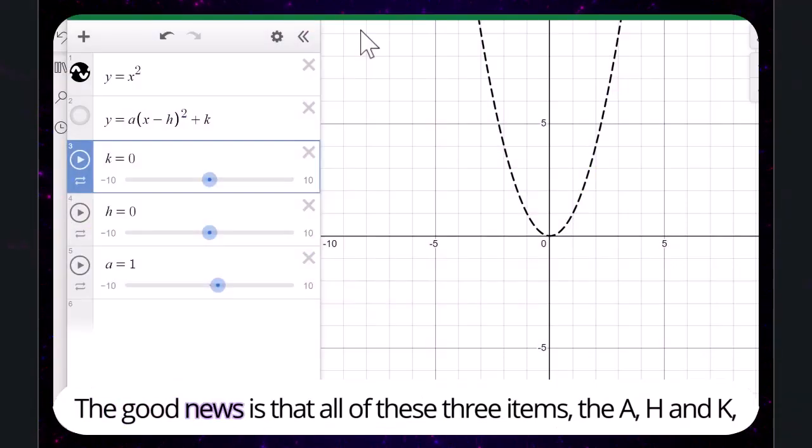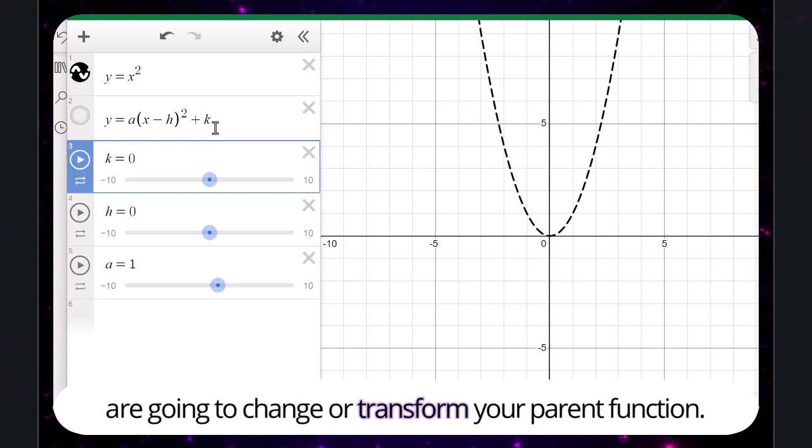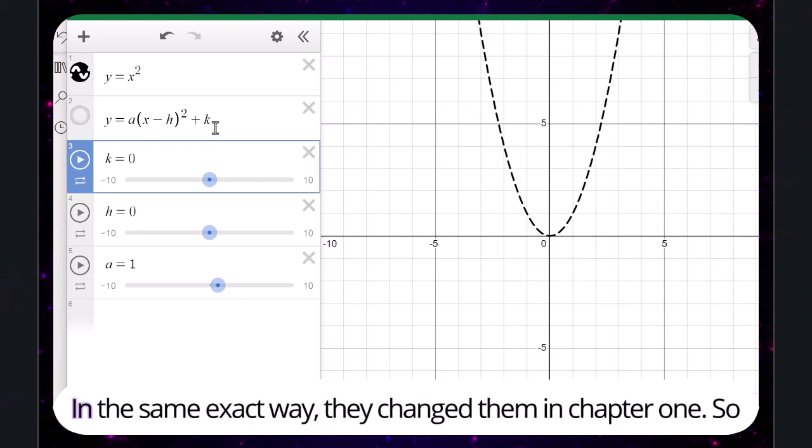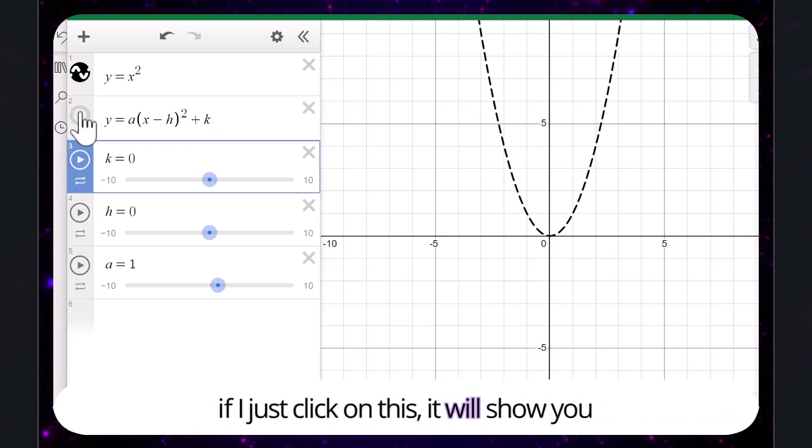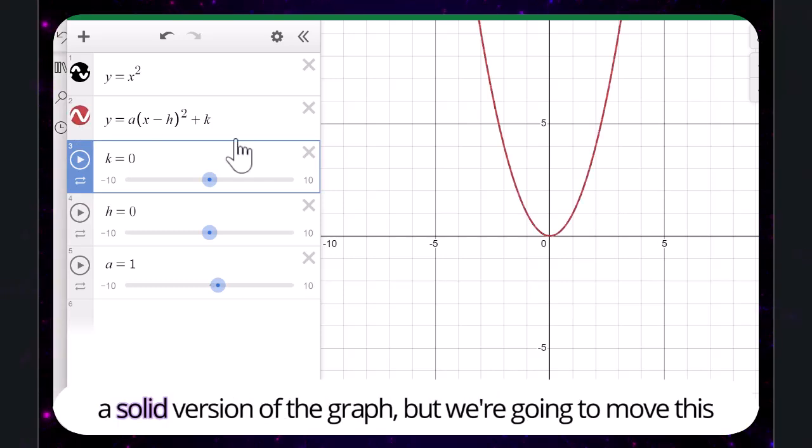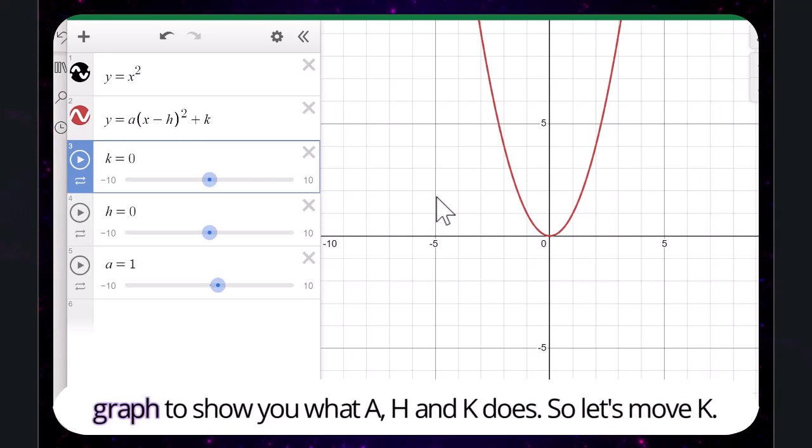The good news is that all of these three items, the A, H, and K, are going to change or transform your parent function in the same exact way they changed them in Chapter 1. So if I just click on this, it will show you a solid version of the graph, but we're going to move this graph to show you what A, H, and K does.